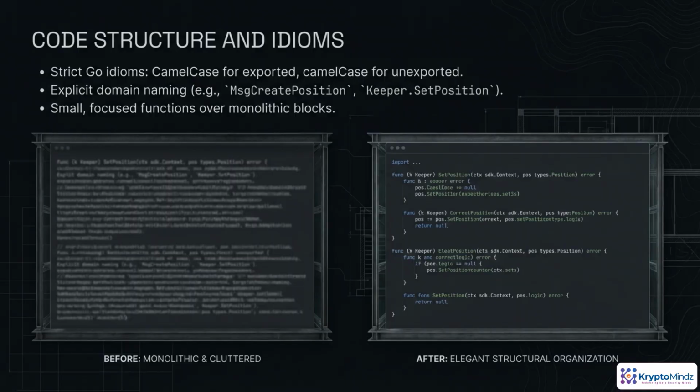For Cosmos SDK modules, code structure is not cosmetic. It directly affects correctness and reviews. In the before version, you often see huge handlers that mix validation, state access, and events in a single function. Naming is fuzzy, responsibilities blur, and it becomes hard to reason about invariants or safely change behavior. The after version leans on Go idioms and domain-specific names and extracts clear helper functions for each concern. That smaller, well-named surface area makes it much easier to audit ABCI paths, spot bugs, and add new logic without breaking consensus.